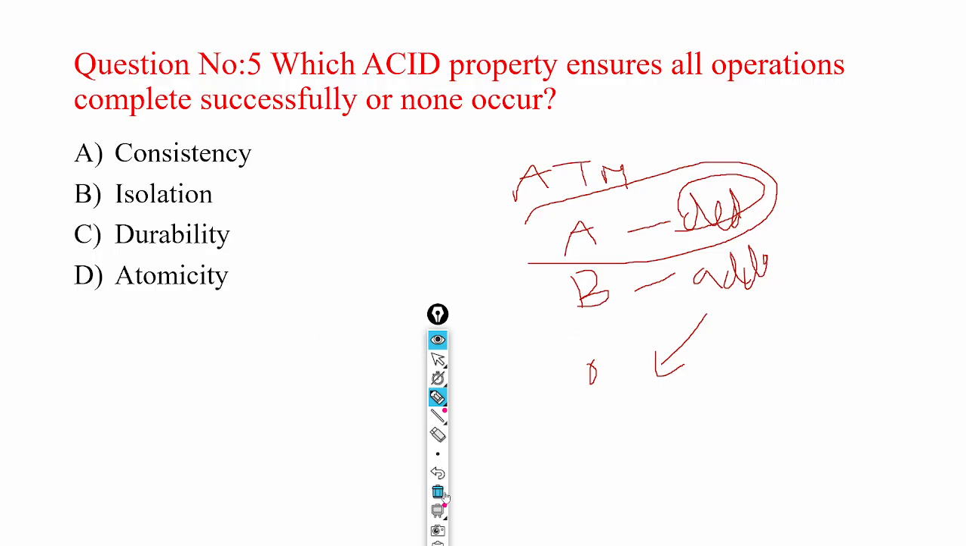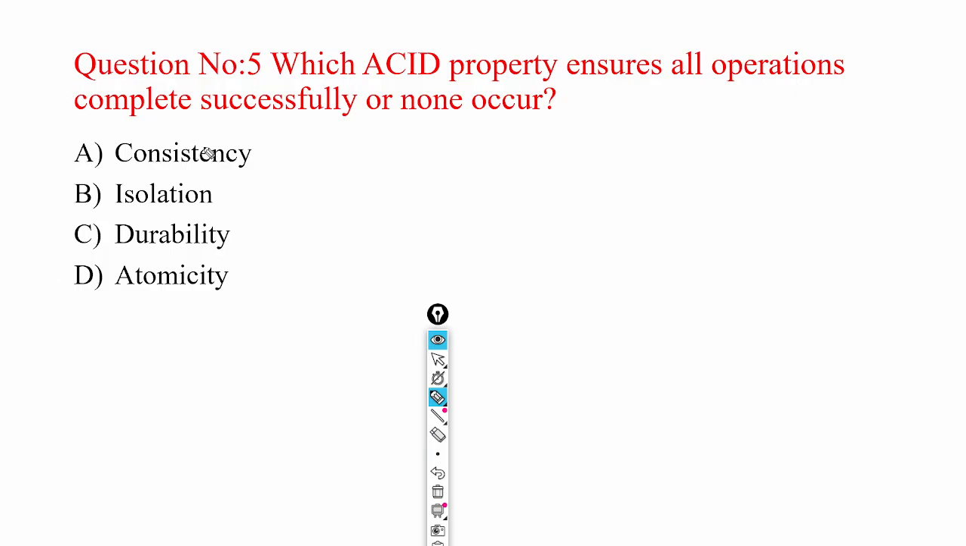This is atomicity. Consistency maintains only a valid database state. Isolation prevents transaction interference. Durability means committed data remains permanent. A simple trick: atomicity is nothing but the all-or-nothing property.